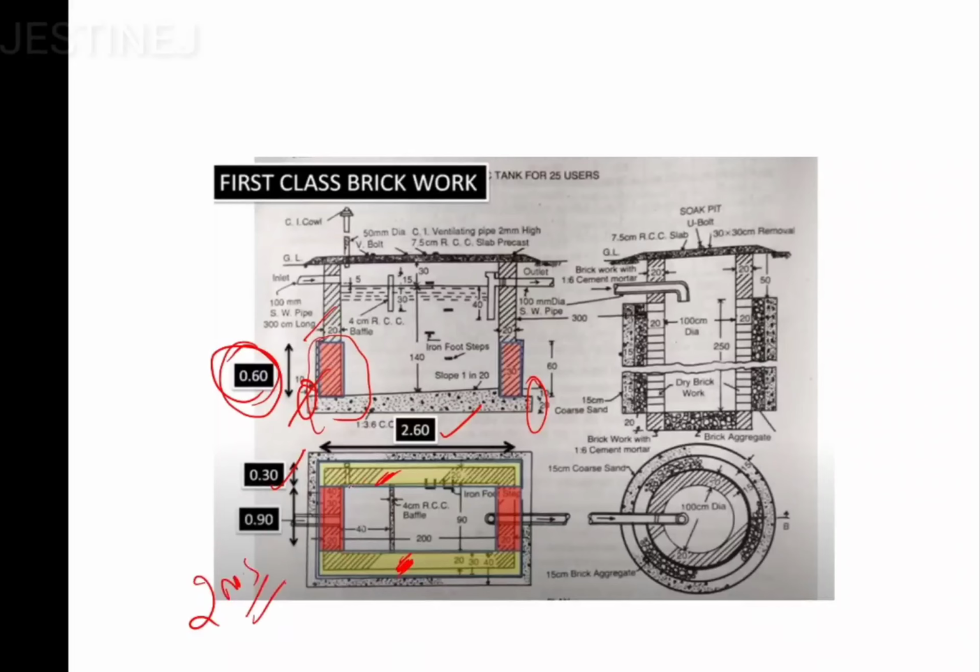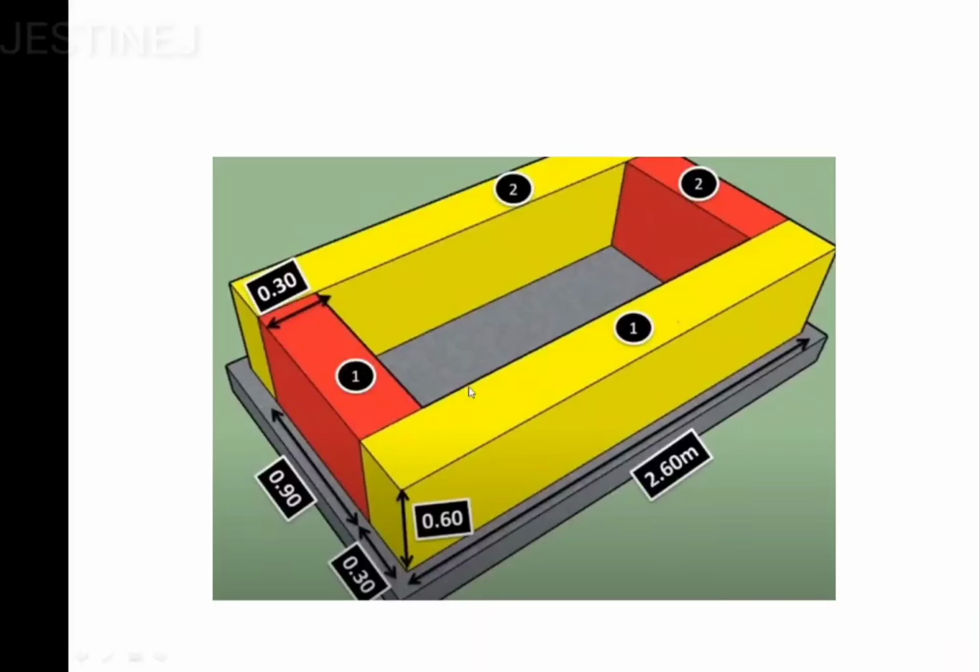Then coming to the short wall, you can observe that the dimension is going to be 0.9. From this you can easily observe. Then the height remains the same, that is 0.6 itself. Then the thickness also remains the same, that is 0.3 or 30 centimeter. So with these values, you can clearly mark.